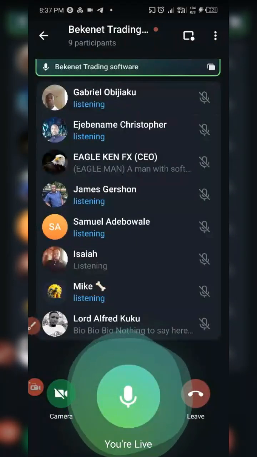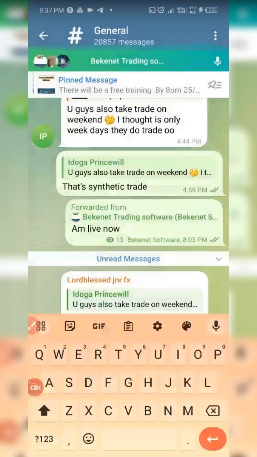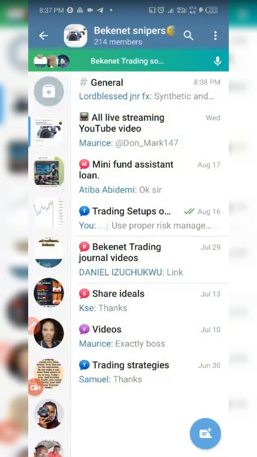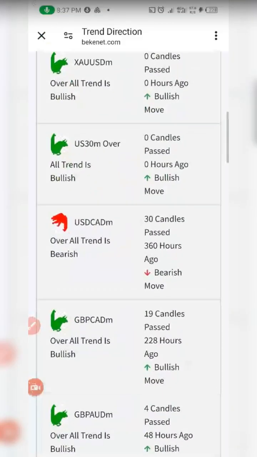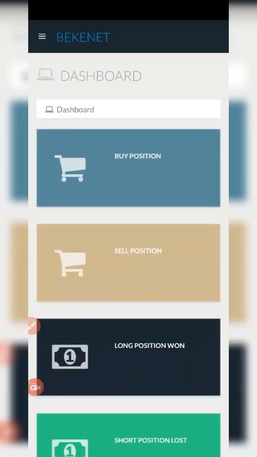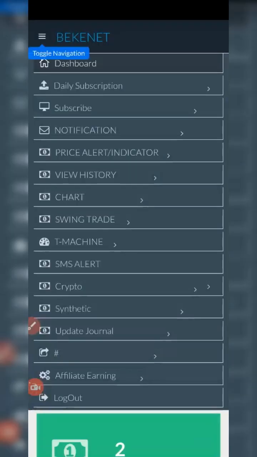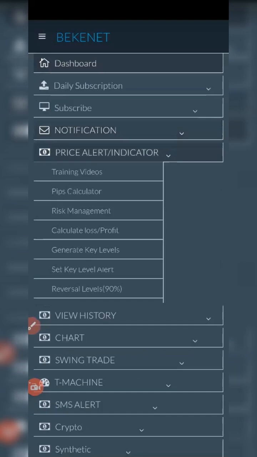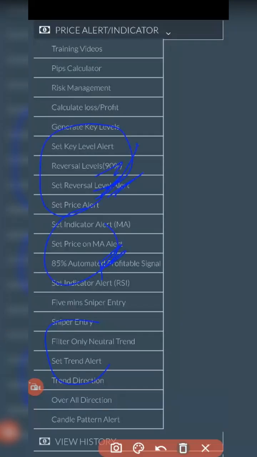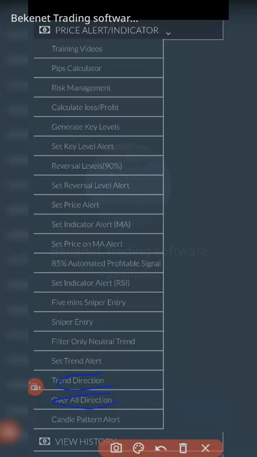So the next thing I'm going to do now is to move to the next menu that we have here. We have done the overall trend direction, which is this. So the next thing I'm going to do now is the trend direction. Now, this overall trend direction is telling me everything that is going to happen in the market.